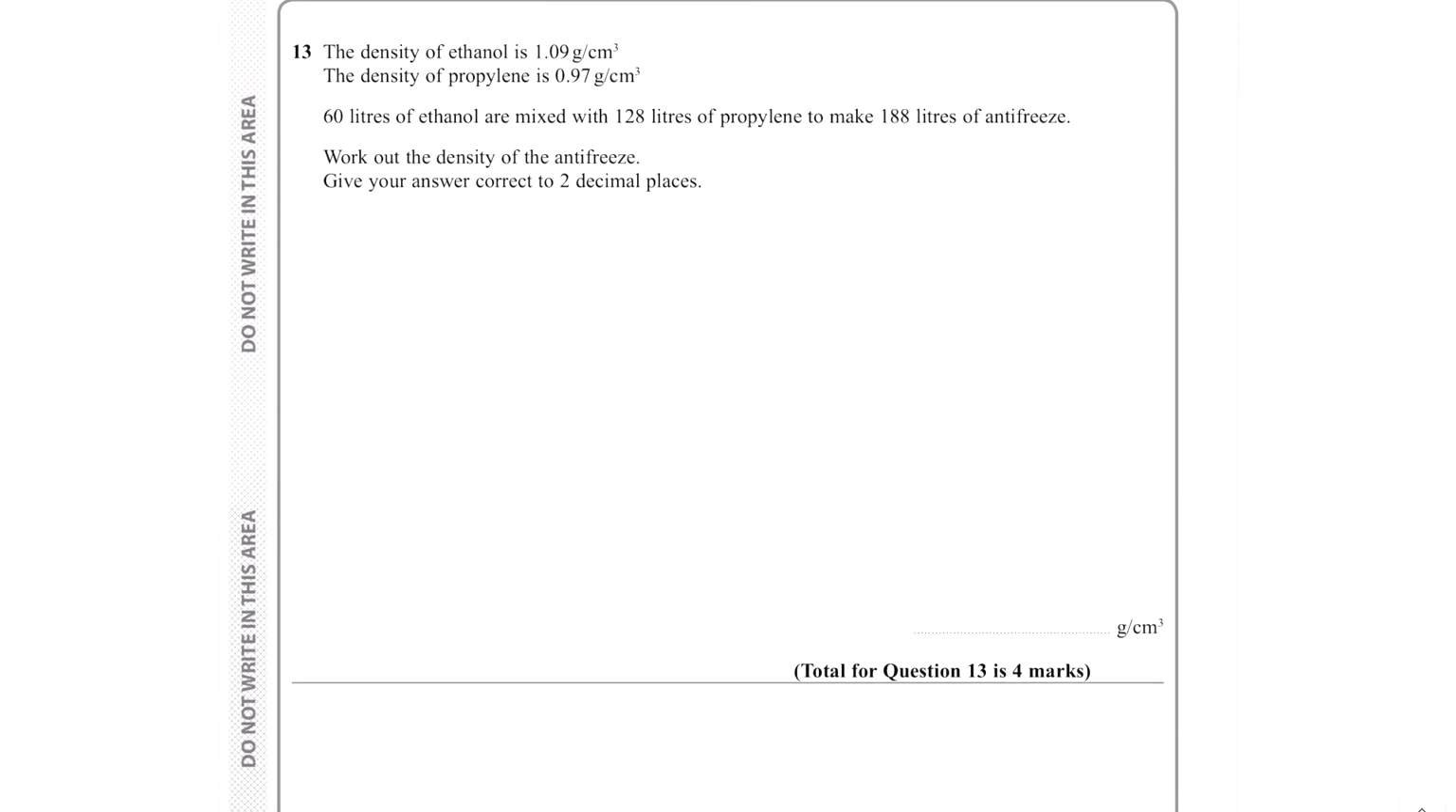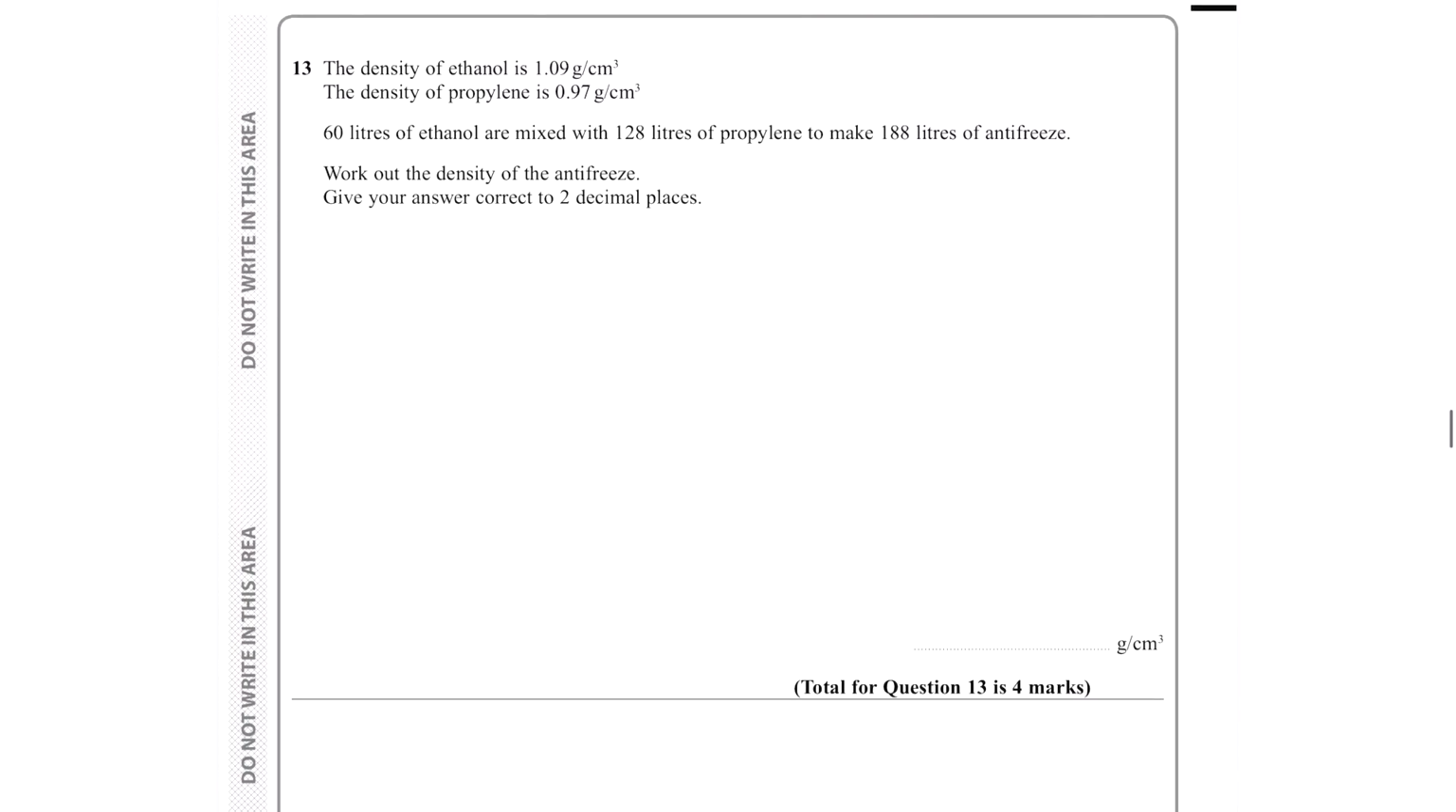And remember the power of 4. So if I type that in, I think the answer is something like 2.82. Moving on to question 13, the density of ethanol is 1.09 grams per centimeters cubed.